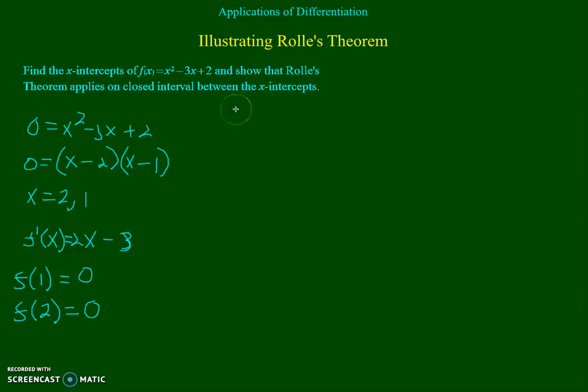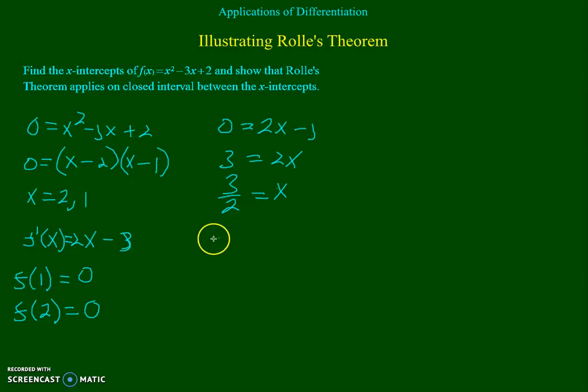So let's go ahead and find out where the c value is. The c value is going to be where the first derivative is 0. So 0 equals 2x minus 3. 3 equals 2x. 3 halves equals x. So our c value is at 3 halves, which is 1.5, and yes, in fact, it is between our endpoints. So we verified what we set out to verify.